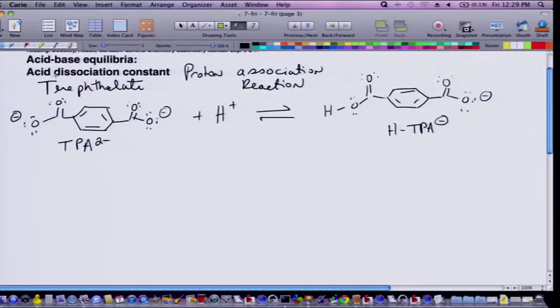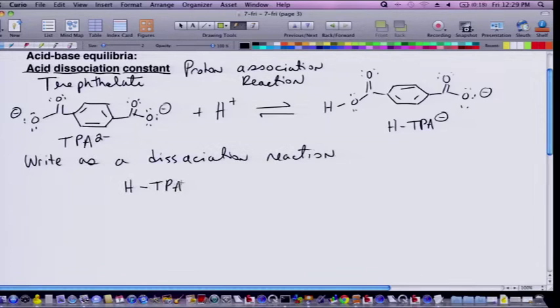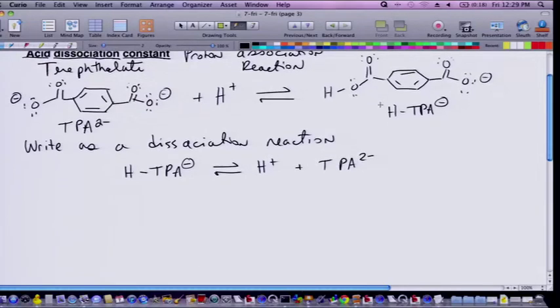It turns out that, as you can see from the title of this slide, we're interested in the acid dissociation constant. And that's the convention that most chemists and biochemists use when they deal with acid-base equilibria. So if we're going to write this as a dissociation reaction, you just write this in reverse, but I'm not going to write out the structures anymore because they're not really going to help us. But that would be this singly protonated form going to a proton plus the completely deprotonated terephthalate ion. And this reaction has an equilibrium constant associated with it we call the Ka, and I'll get to that in a minute.